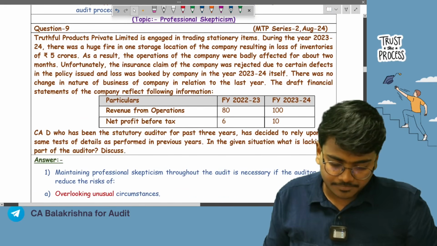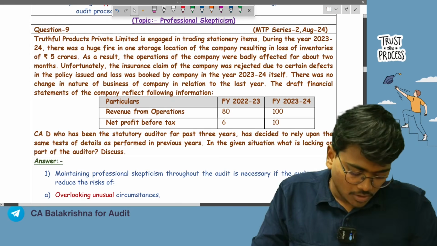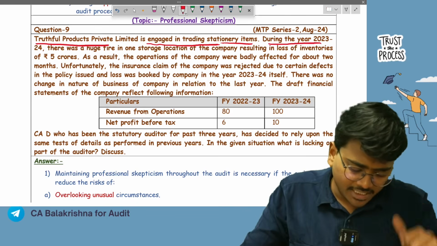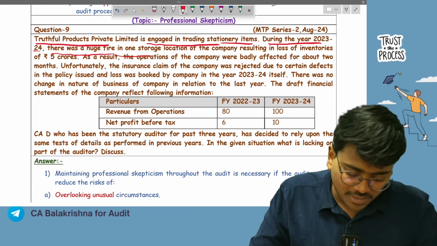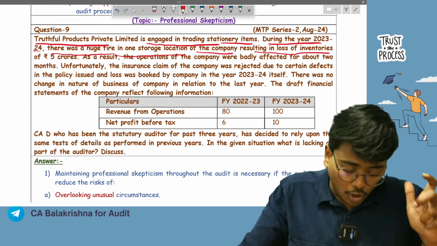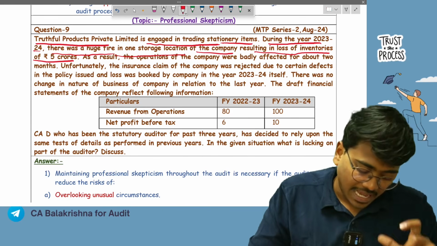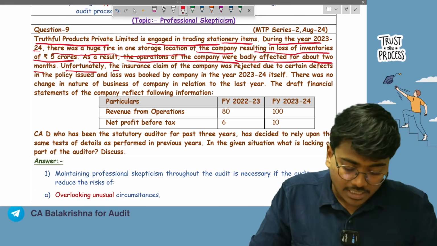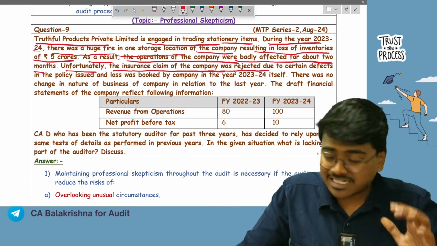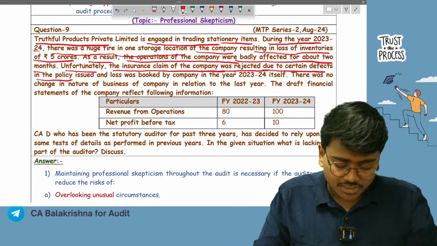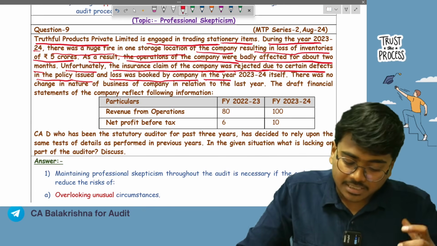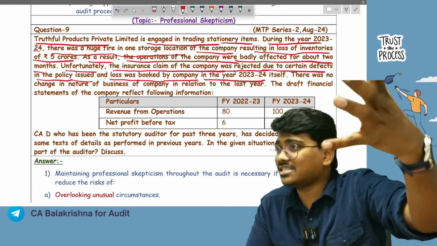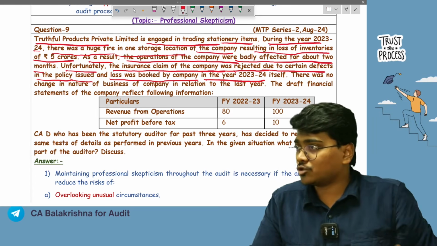Next, question number 9. Truthful Products Private Limited is engaged in trading stationery items. During the year 23-24, there was a huge fire in one storage location of the company, resulting in loss of inventories of 5 crore rupees. As a result, operations of the company were badly affected for about 2 months. Unfortunately, the insurance claim of the company was rejected due to certain defects in the policy issued, and the loss was booked by the company in the year 23-24 itself. Because the insurance company has not given the amount, it has booked the loss.